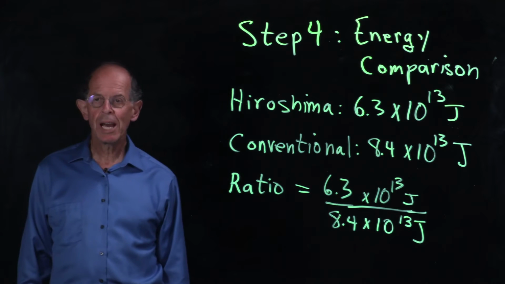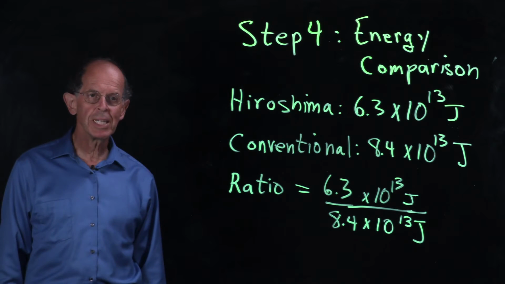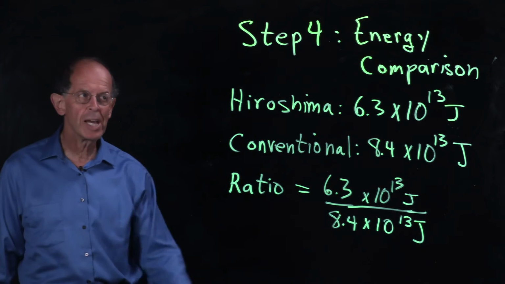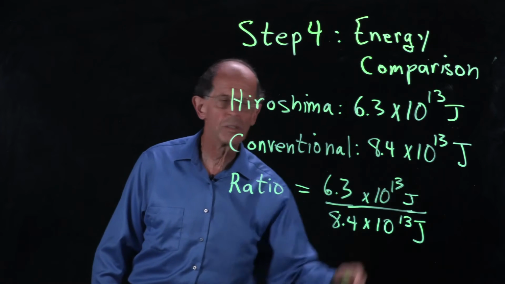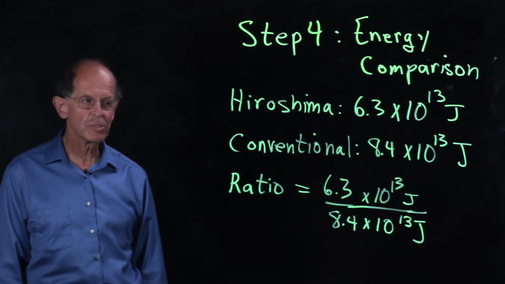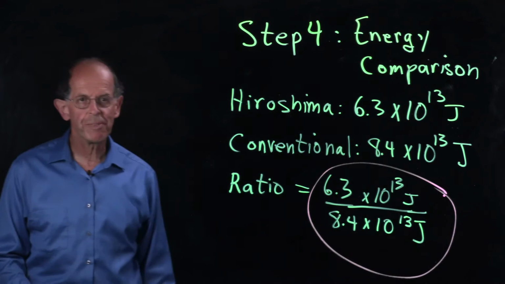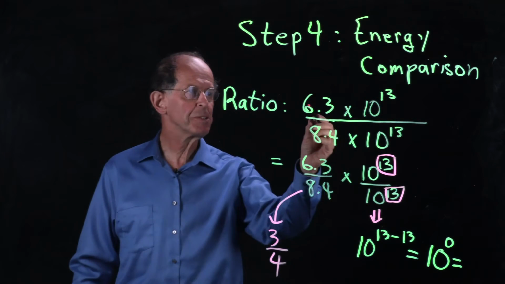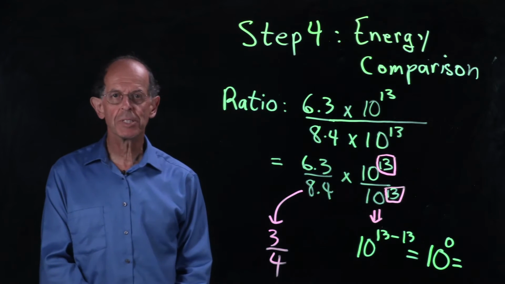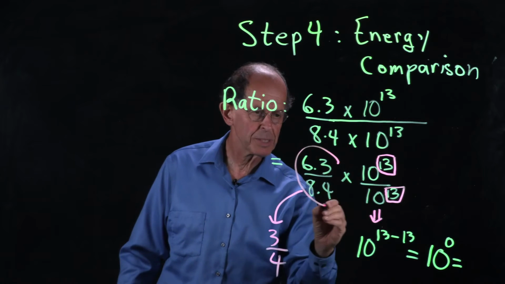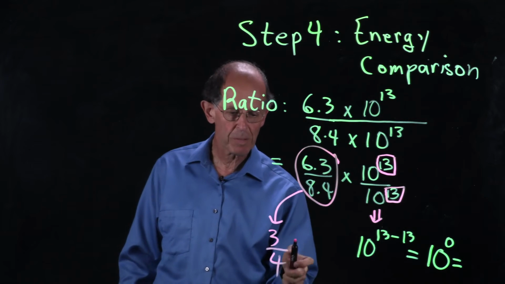With all that we've done, we can now compare numerically the ratio of the energies released for the conventional bombing and the Hiroshima bombing. We can see from the slide, Hiroshima, 6.3 times 10 to the 13 joules, conventional, 8.4 times 10 to the 13 joules. Take the ratio, and we'll simplify it. There it is, 6.3 times 10 to the 13 over 8.4 times 10 to the 13. We'll split off the decimal numbers here. 6.3 over 8.4, common factor of 2.1, so that's 3/4.